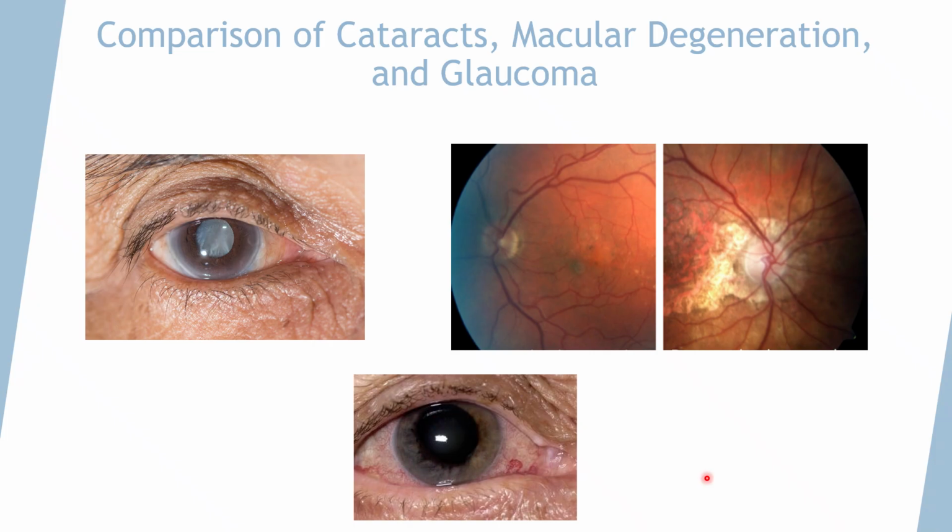So please remember your distinct clinical manifestations. Cataracts is blurry or cloudy, or distorted vision. Macular degeneration is loss of central vision. And then glaucoma is loss of peripheral vision with halos.